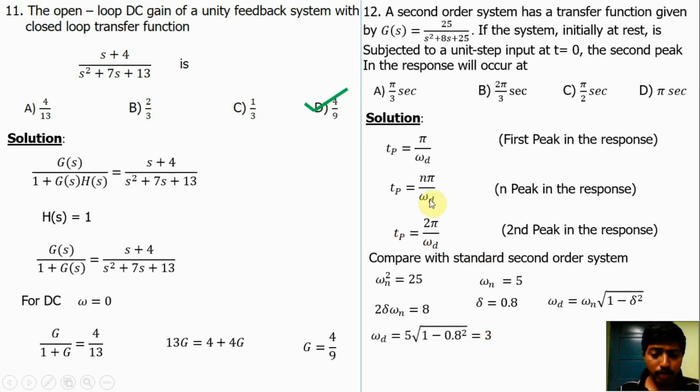Just substitute these values in the peak time formula. We can get the time taken for the second peak. So Tp is equal to 2 pi by 3. So the answer is B. Option B is correct.